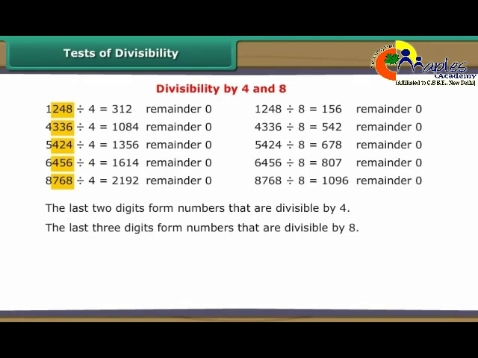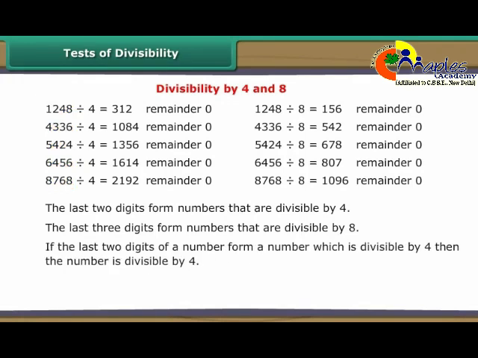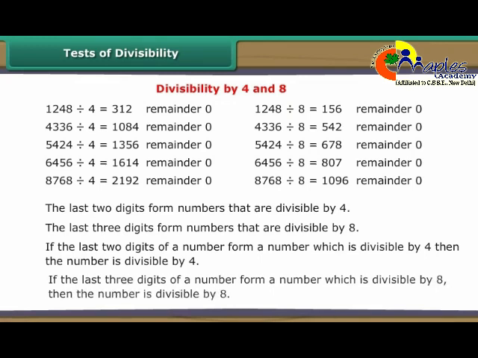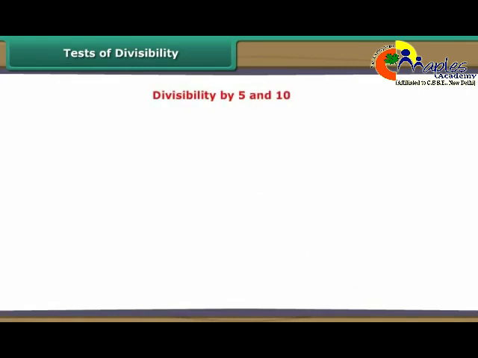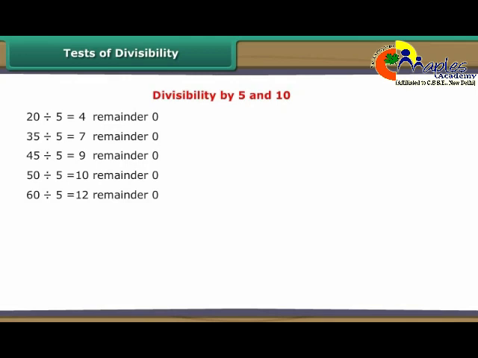Therefore, we can say that if the last 2 digits of a number form a number which is divisible by 4, then the number is divisible by 4. If the last 3 digits of a number form a number which is divisible by 8, then the number is divisible by 8. Consider some numbers: 20, 35, 45, 50, 60. Let us divide them by 5. 5 divides them all exactly. Look at the last digits of the numbers.